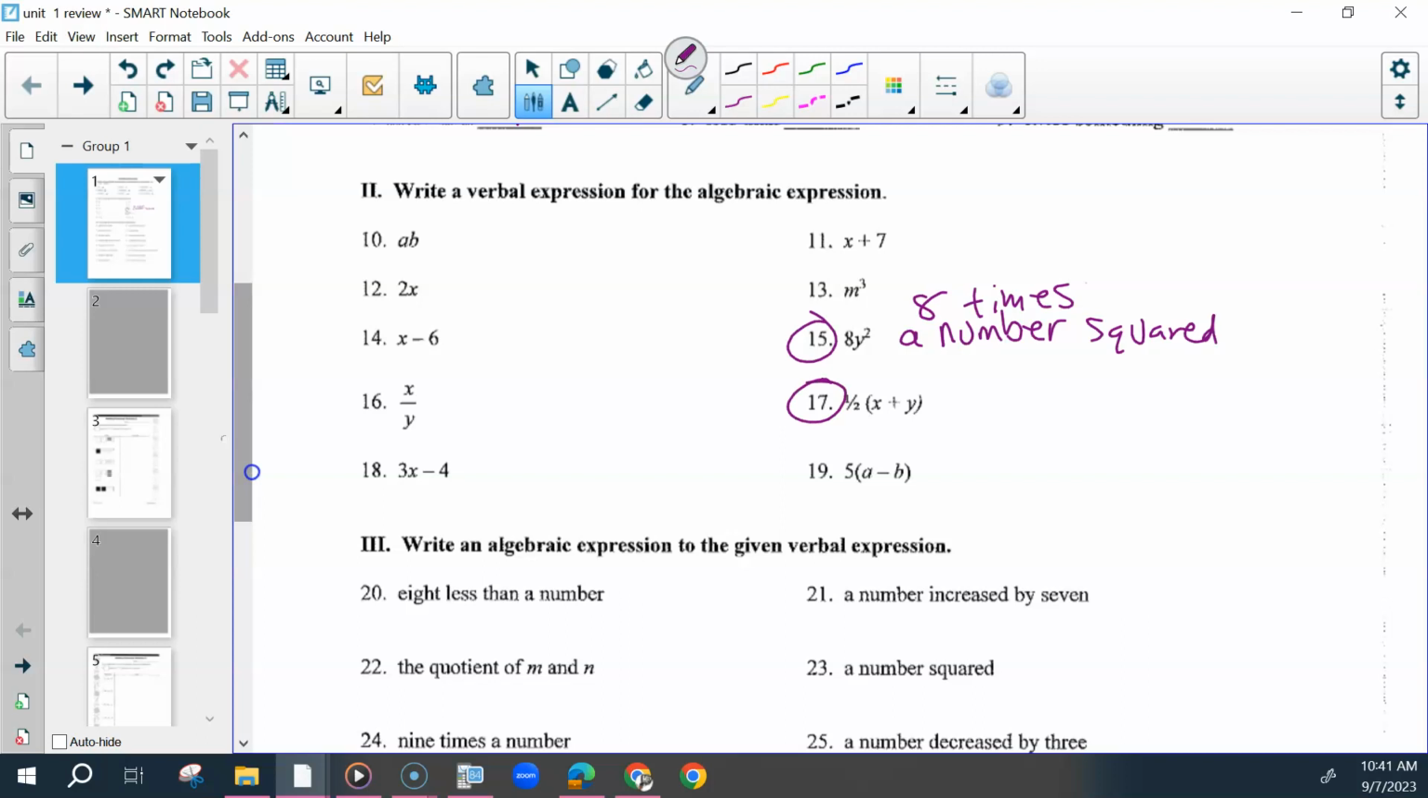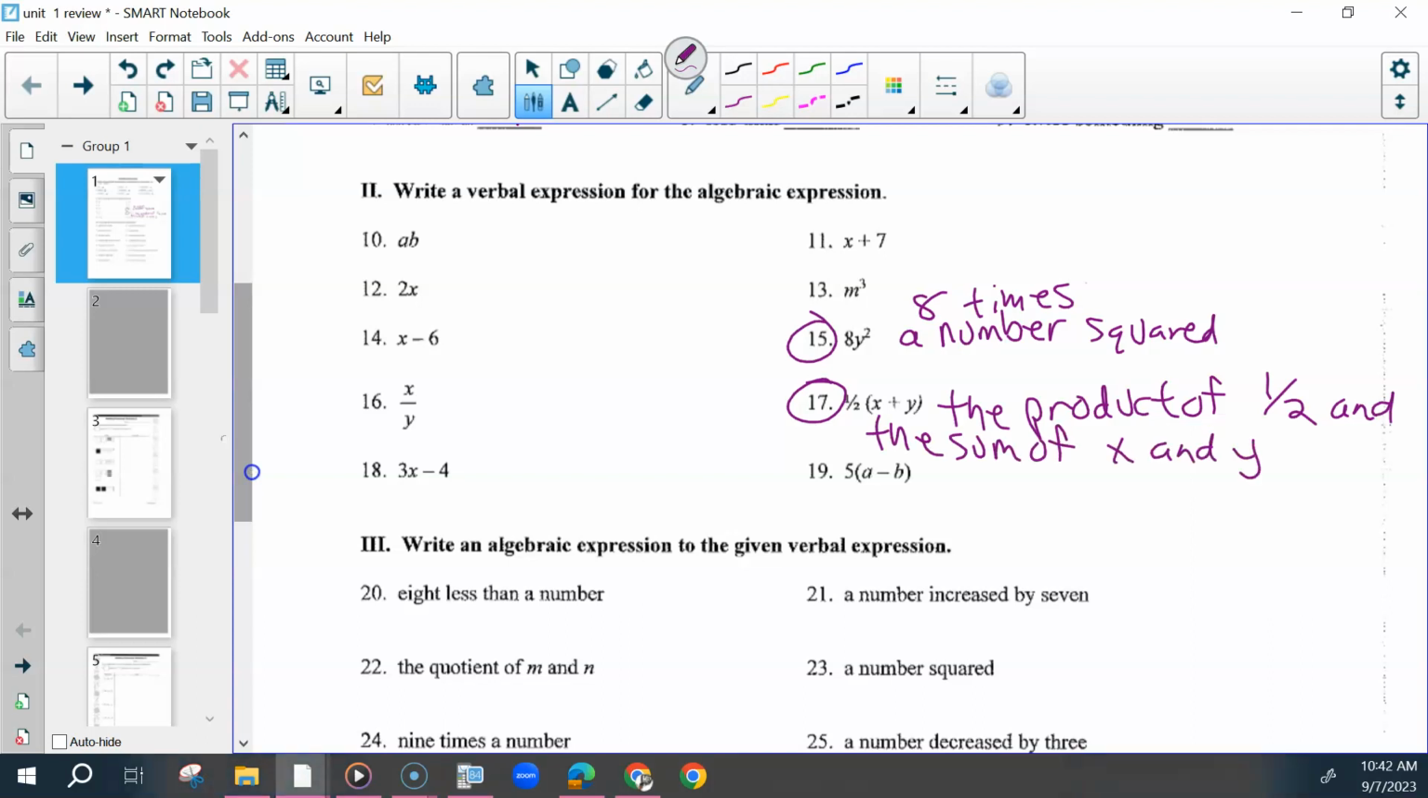I have the product of 1/2 and the sum of x and y. Product, say that one more time. The product of 1/2 and the sum of x and y. I'm just going to fix one thing, make sure you have that "and" in there. So the product of 1/2 and, so that means the next thing we're multiplying. The sum of, so 1/2 is being multiplied to everything, x and y. You could have also said 1/2 times the sum of x and y.